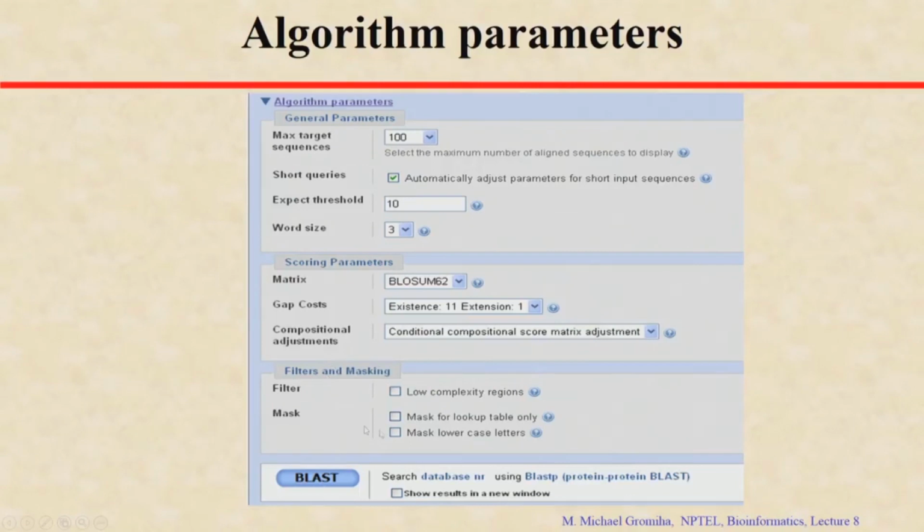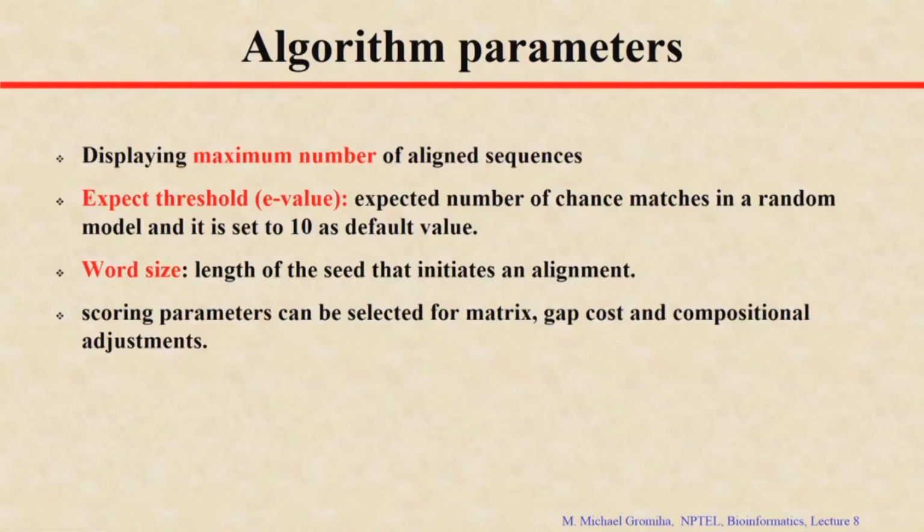Then also there are some filters, for example, low complexity regions you want to mask or you want to include and so on, right. Now, you click on BLAST, then it will give you some data. Before showing the data, I will tell you the parameters which BLAST will provide. It will give you the maximum number of aligned sequences, and also the expected threshold value, that means the expected number of chance matches, where randomly it can match, and we set 10 as the default value.